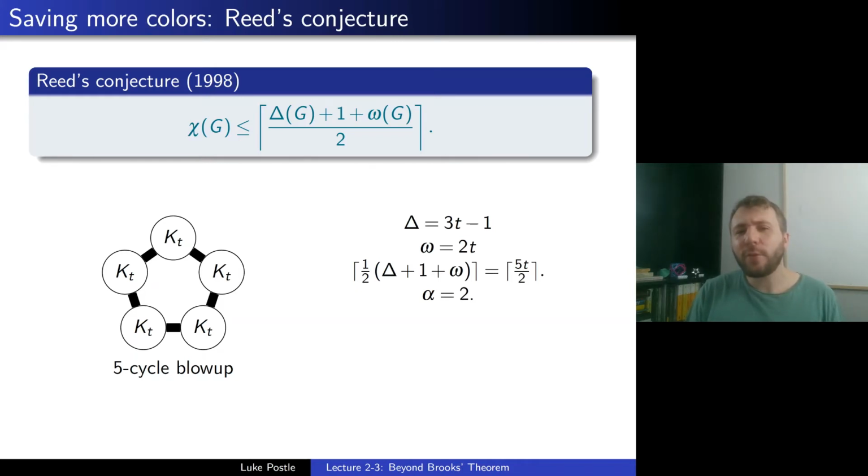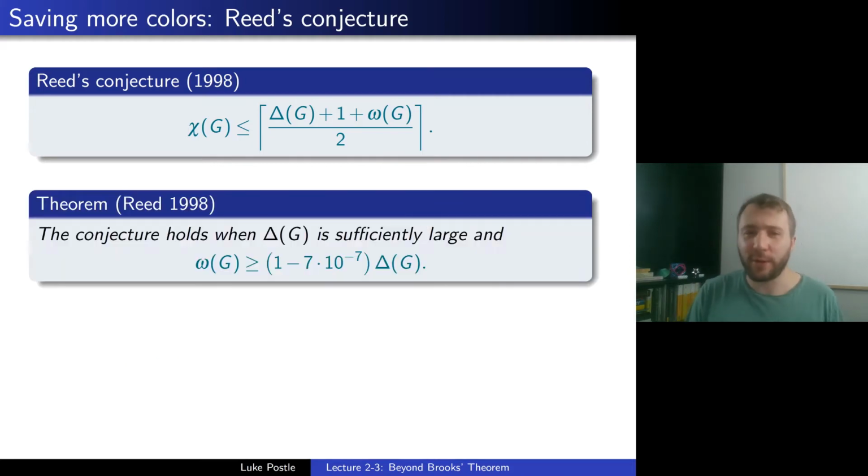And now, where do we go from here? Well, what else was shown about Reed's conjecture? Well, you can't just make a conjecture. I mean, you can, but it's nice to make a conjecture with some evidence for it.